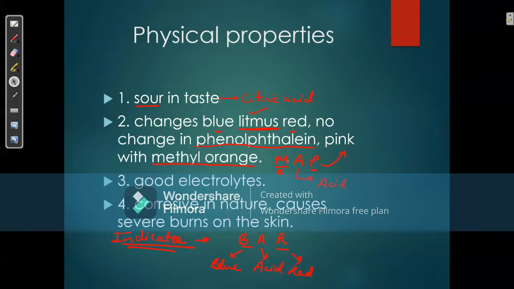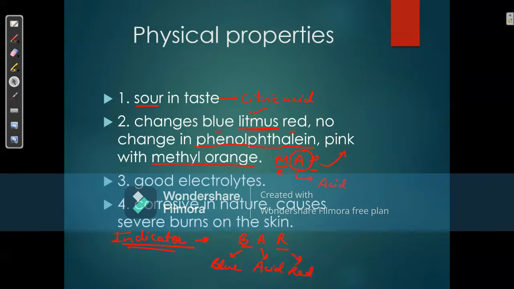So if you know this, MPA, it means methyl orange changes into pink when it is mixed with acid, or when a drop of methyl orange is added into acid. An indicator is used in a very small amount. So here we have discussed three indicators.